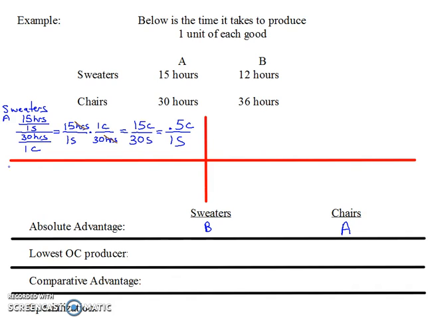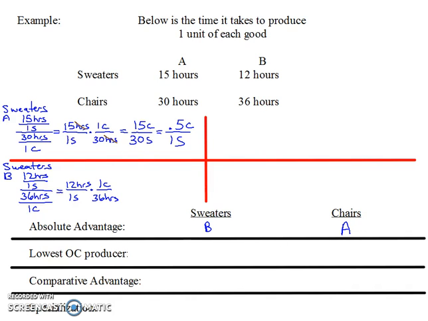Let's look at sweaters for person B. Now we want sweaters in the numerator, so it's going to be 12 hours it takes B to make one sweater, all divided by 36 hours for B to make one chair, multiplied by the reciprocal, and I'm going to get 12 hours over one sweater multiplied by one chair over 36 hours.